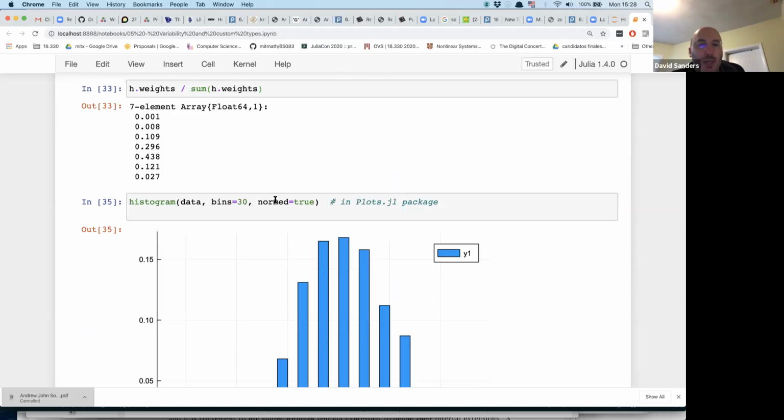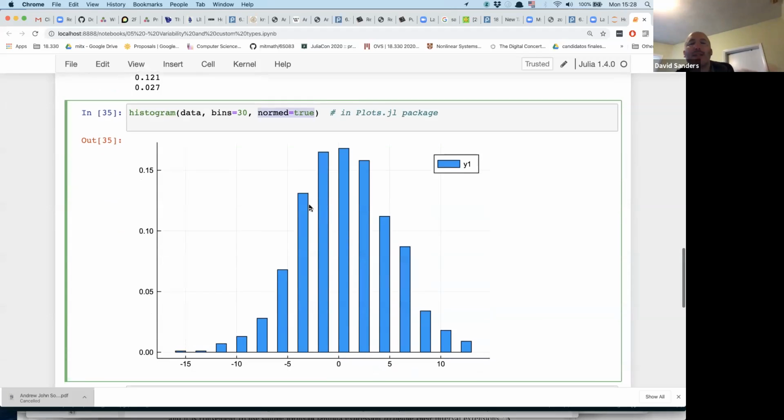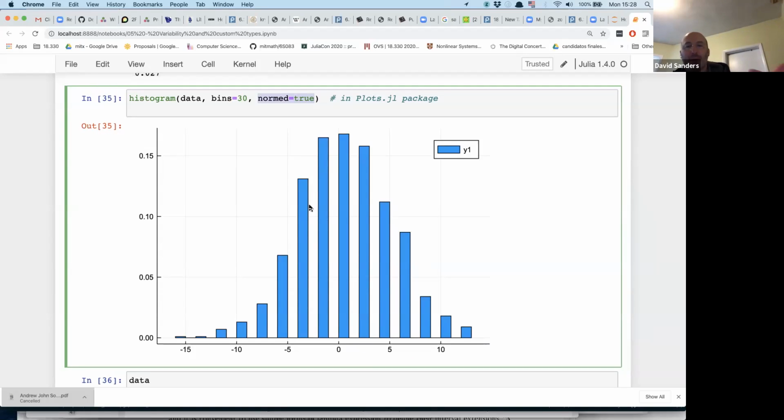And yeah, this normed equals true actually normalizes the data. So now this is a picture of a probability distribution. This is what I called the probability mass function, right? It's just drawing the probability mass function. The height at each number is the probability that I got that number, the relative frequency that I got that number. Okay.